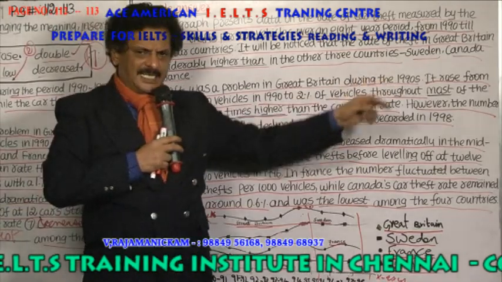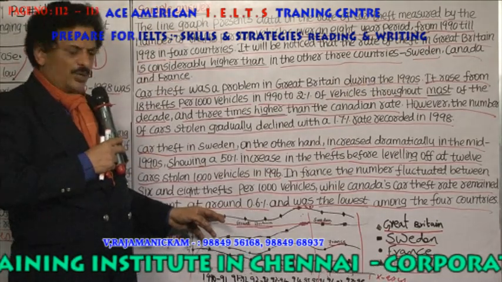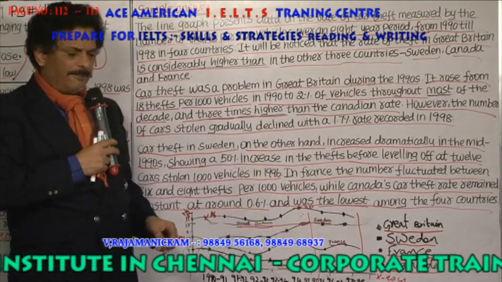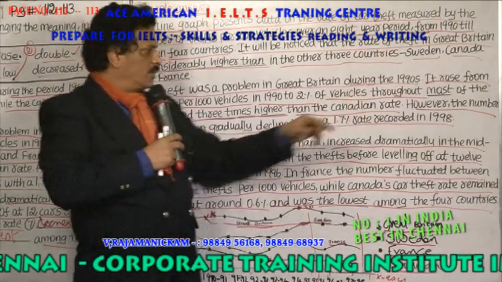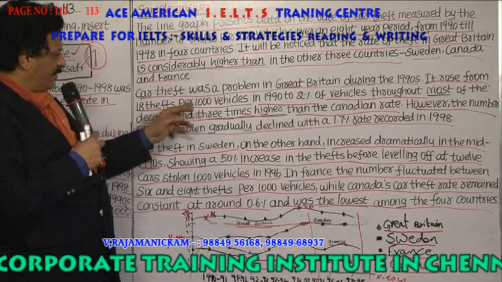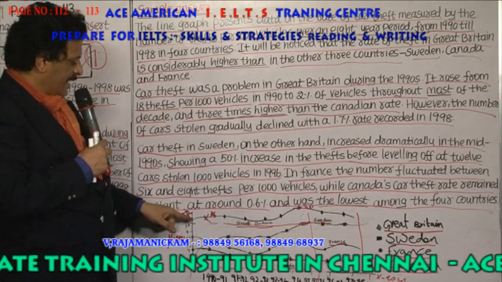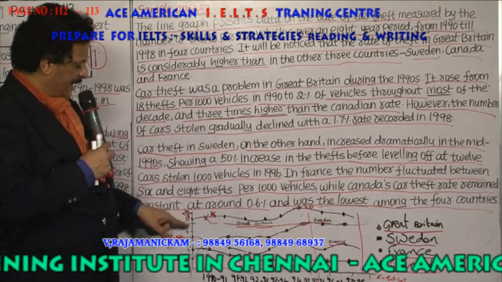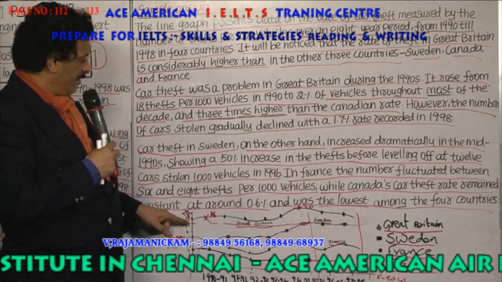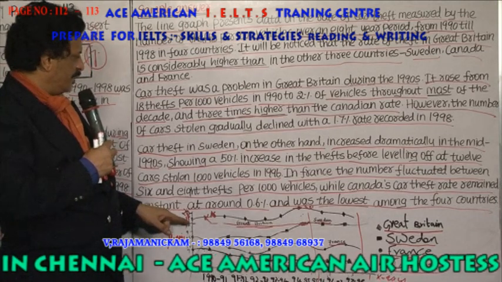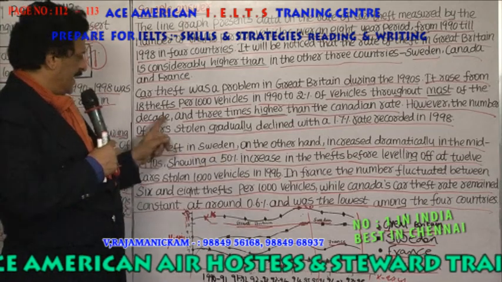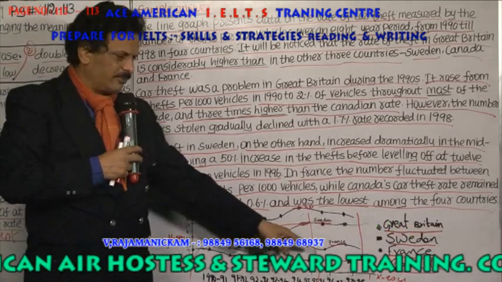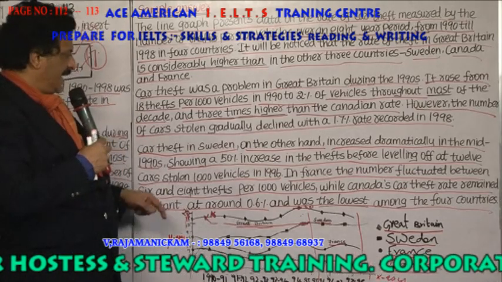During 1990s, 1990களிலே கிரேட் பிரிட்டன்ல, லண்டன்ல கார்கள் திருடப்பட்டது ஒரு மிகப்பெரிய பிரச்சனையாக மாறியது. It rose from 18 thefts per 1000 vehicles. இங்க பாருங்க 18 கார்கள் திருடப்பட்டிருக்கிறது. ஆரம்பத்தில் இது எவ்வளவாக ஏறியது என்று பார்க்கும் பொழுது, 1990 to 2% of vehicles throughout most of the decade. அத்தனை ஆண்டு காலமும் 2% வளர்ச்சி அடைந்து கொண்டே இருந்தது.